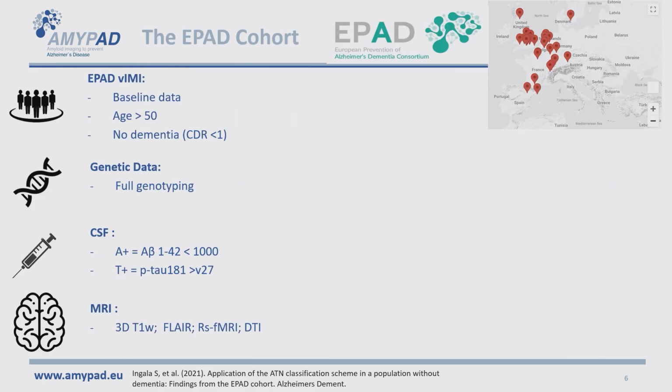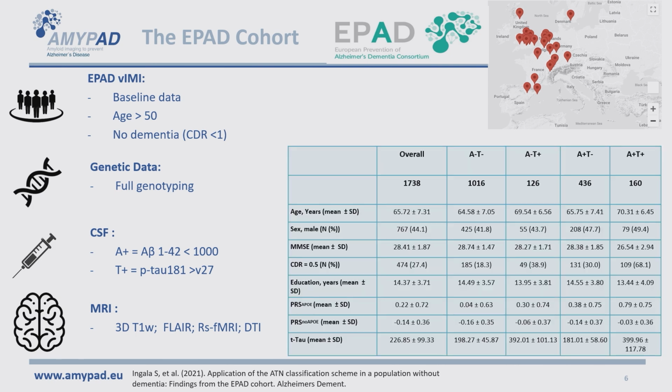Just briefly, to do that, we used a cohort called the European Prevention of Alzheimer's Dementia cohort. It's the European cohort targeting the early stages of the disease and including people with age above 50 and no diagnosis of dementia, so with a clinical dementia rating score below 1. They are characterized in many ways using, for example, cerebrospinal fluid data, but also in some cases amyloid PET data. And of course, for this study, we also had genetic data and imaging data. For imaging data, we're going to focus on structural, so T1 and FLAIR, but also on more advanced data such as resting state fMRI and DTI, diffusion-weighted images.